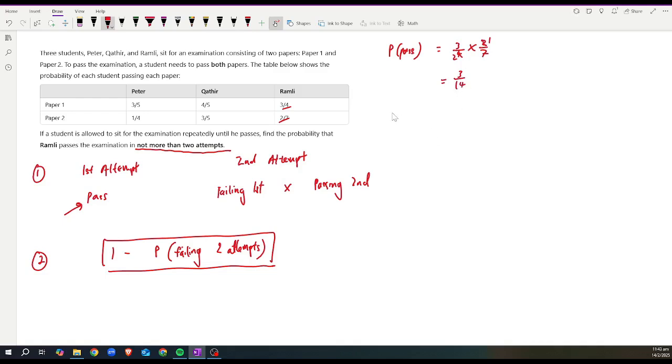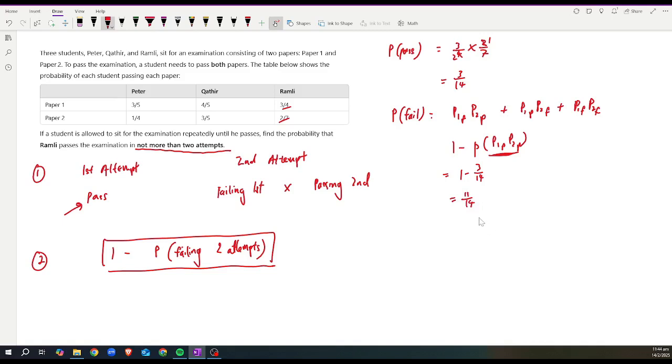Then how about the probability of failing? Remember, there are three scenarios in which you can fail. You fail paper one but you pass paper two, or you pass paper one but you fail paper two, or you fail both. But once again, the complement way would be faster because you can just do 1 minus the probability of passing both papers, because any other scenario will constitute a failure. Since you have the probability of passing both papers already, the probability of failing is just 1 minus 3 over 14, which is 11 over 14.